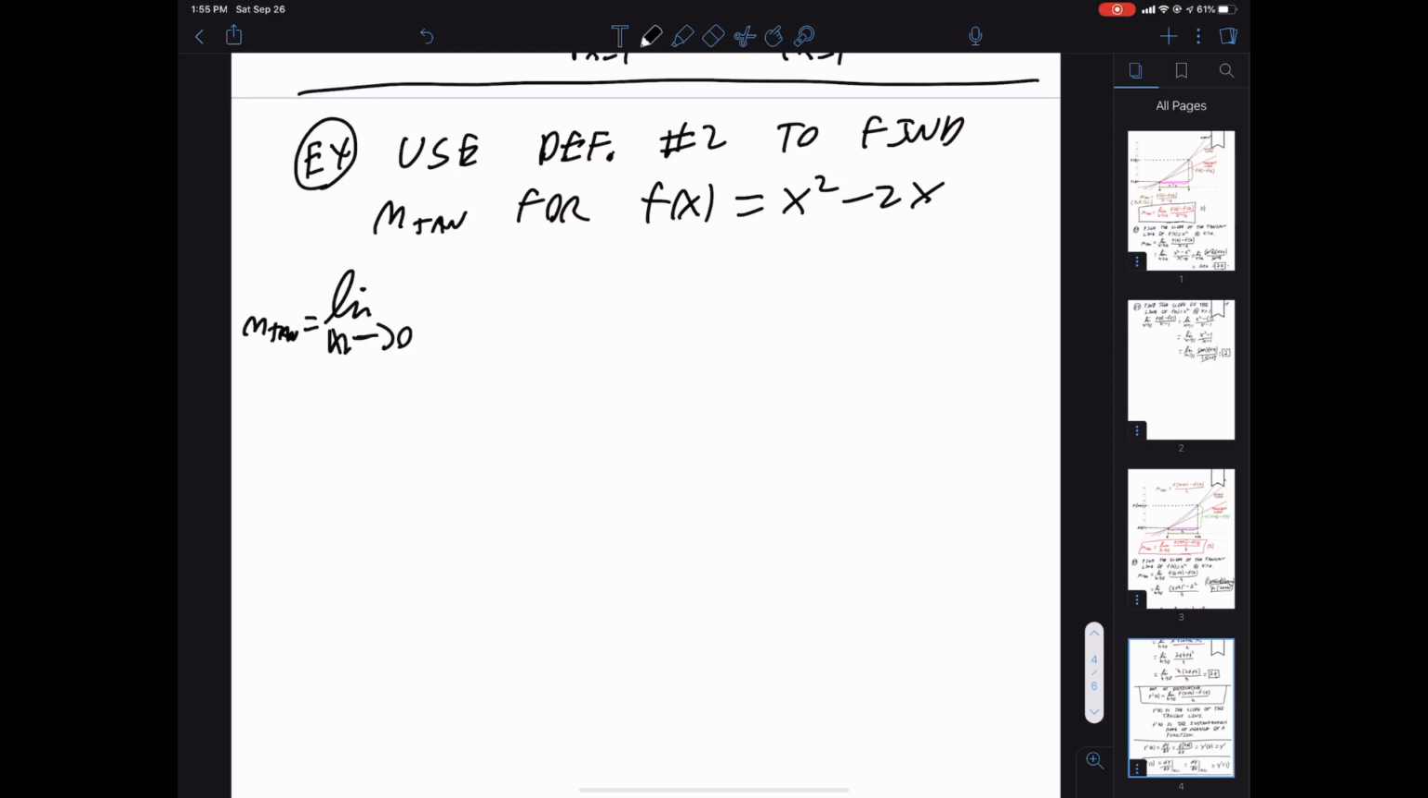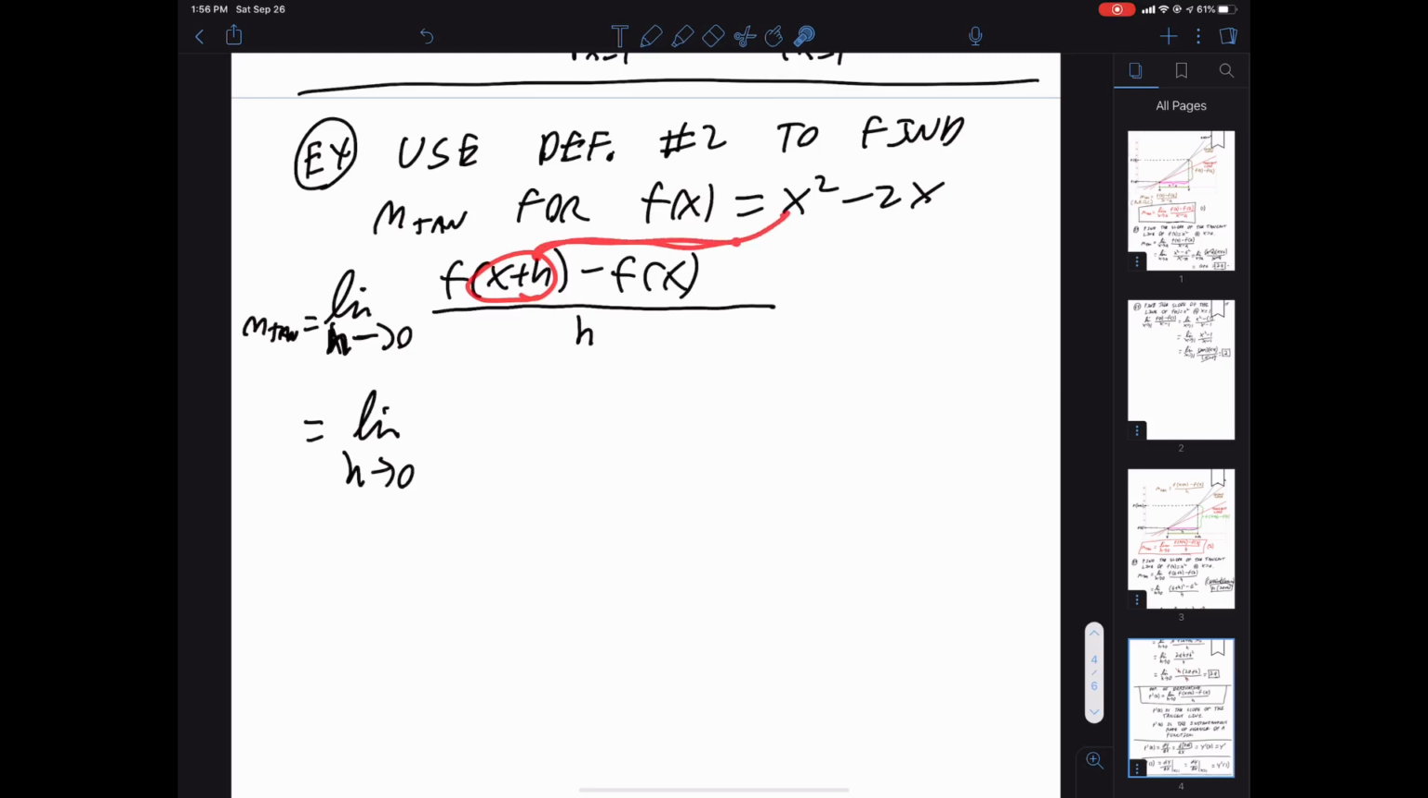So we're doing the second definition. The limit as h approaches 0 of f of x plus h minus f of x over h. So now we have to plug that x plus h into both those x's in our f function. So it's going to get a lot messier. So I plug that in for both x's.